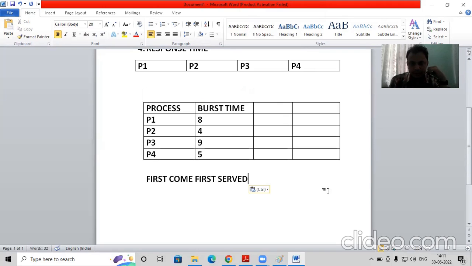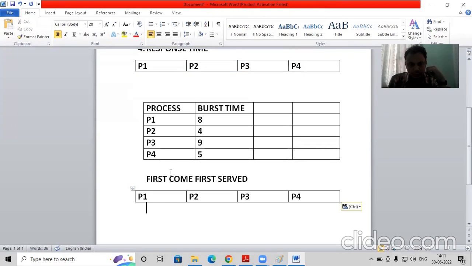Now, first come first serve means the process which requests first to be executed by the processor will be given time first. So here, suppose P1 has come first, then P2, then P3, then P4 in this way.